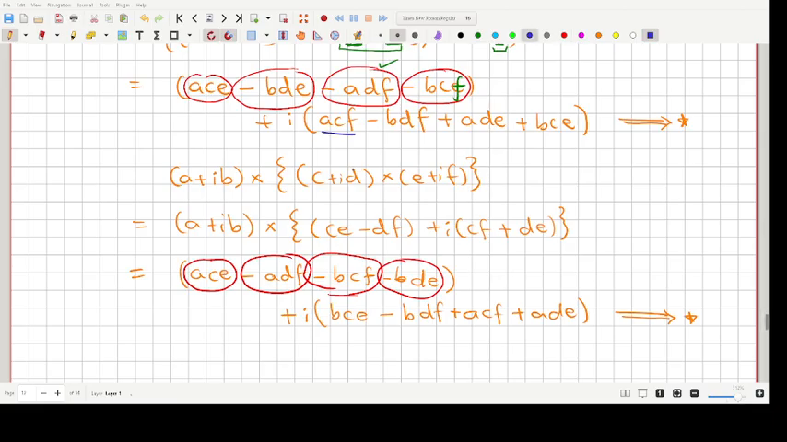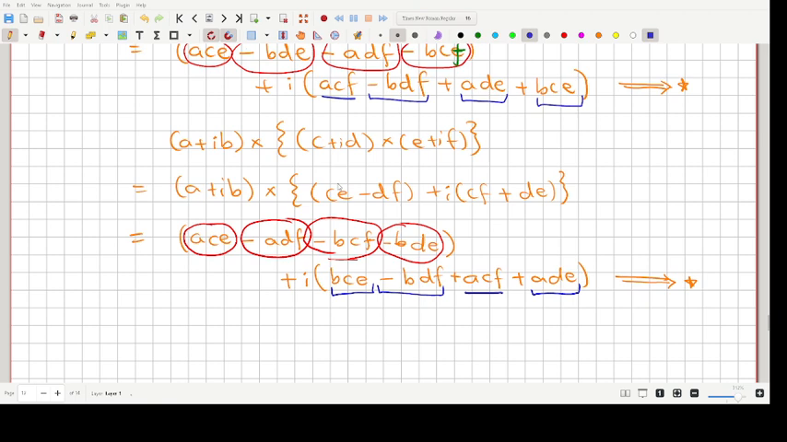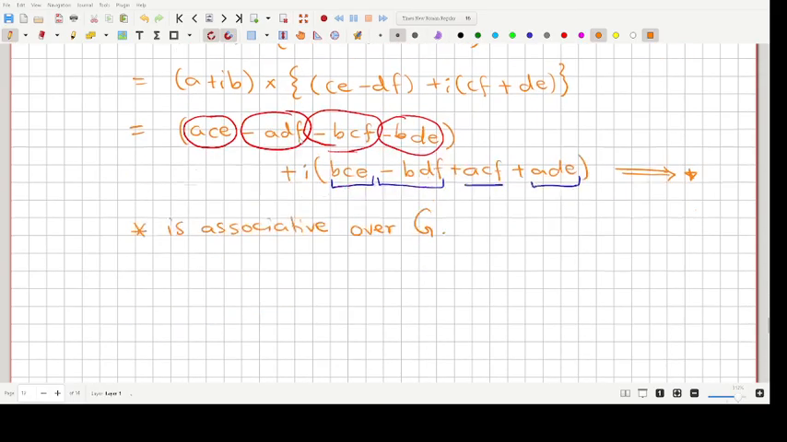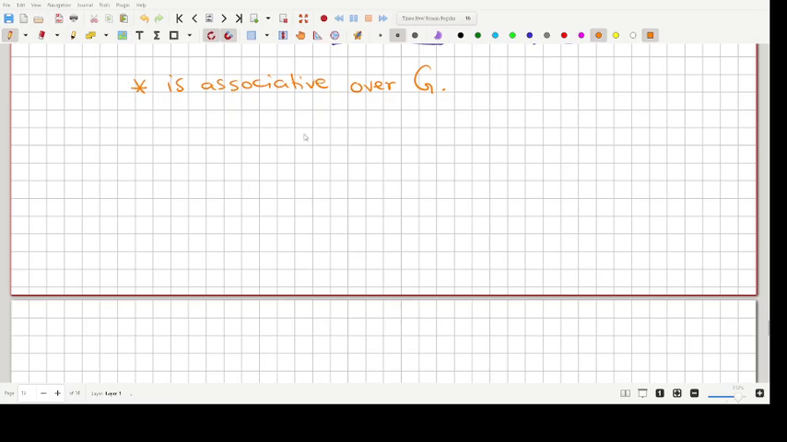So ACF is here, ACF is here. Minus BDF is another term which is common in both of them. Plus ADE and plus ADE are common, and plus BCE and plus BCE is common, right? So what do we get here? The result is that multiplication, or star, is associative over G. So the second condition is also solved. So now we are left with the third and the fourth properties.